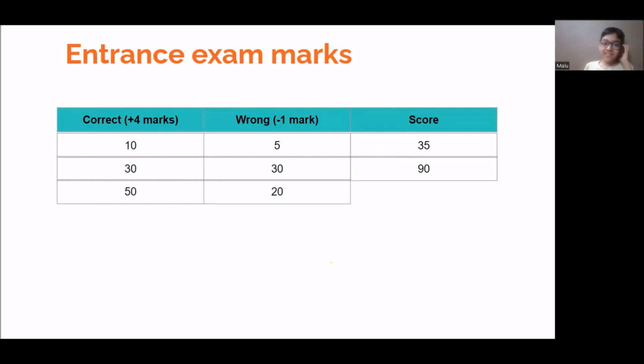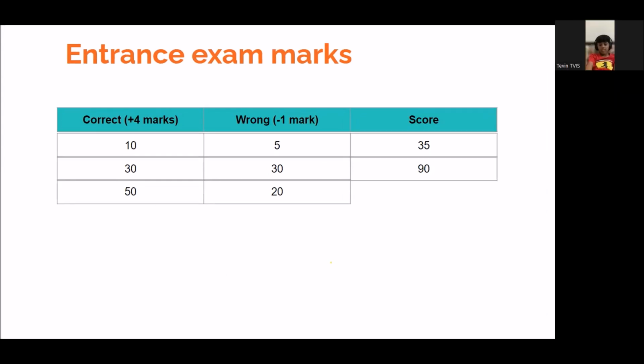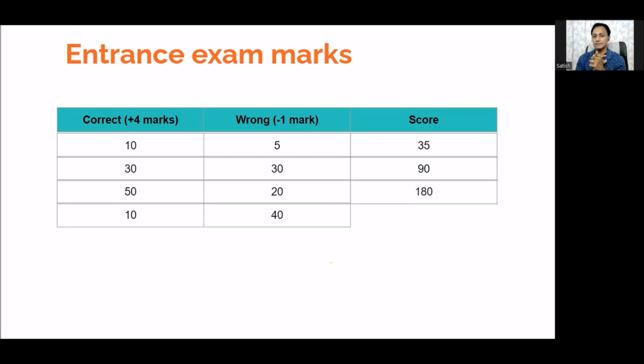So what about this? 180? 180. 200 minus 20, right? Everyone gets 180? Anyone has a doubt? You can ask me. Don't feel bad if you don't get the right answer or don't understand. So how do you calculate? 50 into 4, 200, minus 20, 180. Next: 10 correct answers and 40 wrong answers.